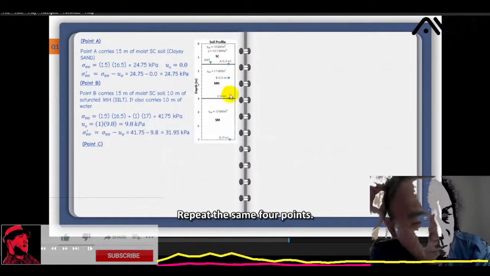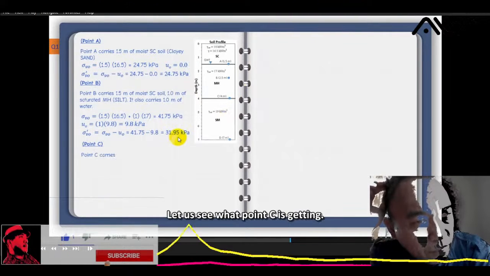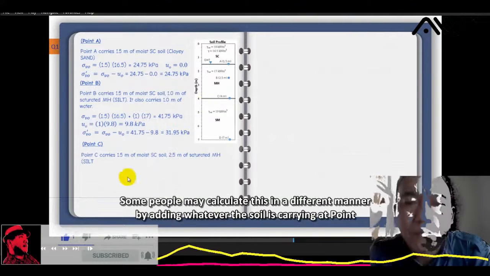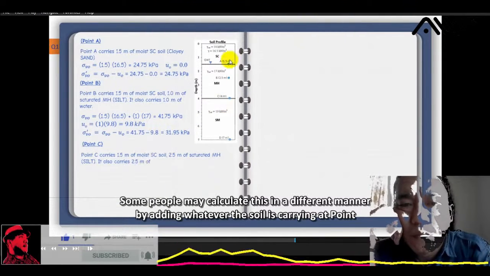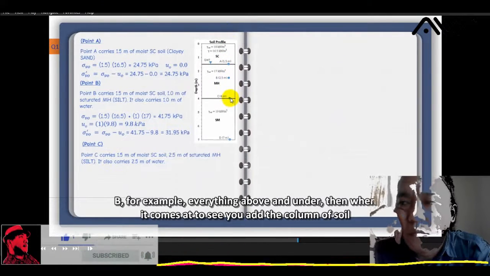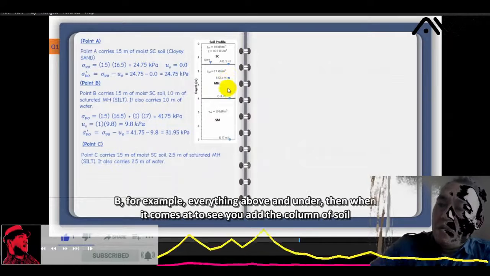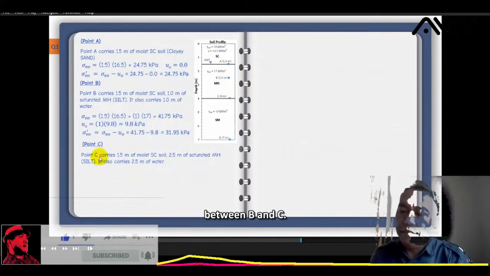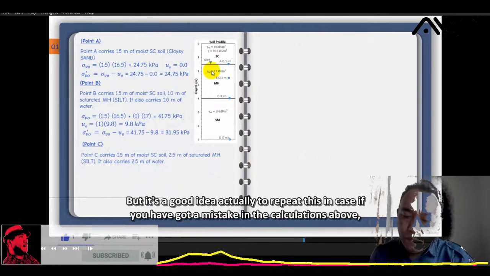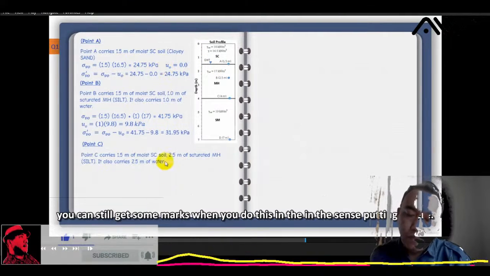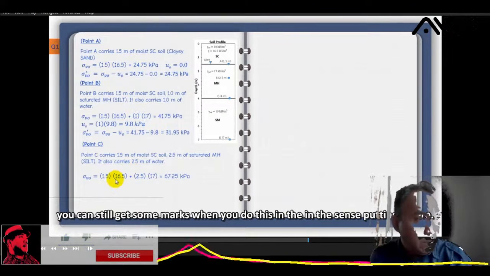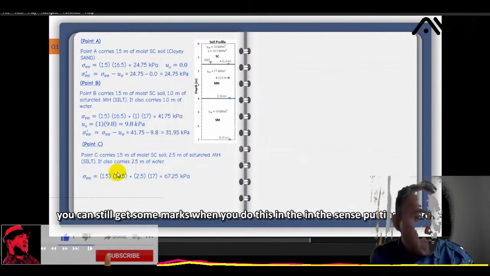Repeat the same for point C. Let us see what point C is carrying. Some people may calculate this in a different manner by adding whatever the soil is carrying at point B, everything above, and then when it comes to C, you add the column of soil between B and C. But it's a good idea to repeat this in case you have made a mistake in the calculations above, so you can still get some marks when you do this.